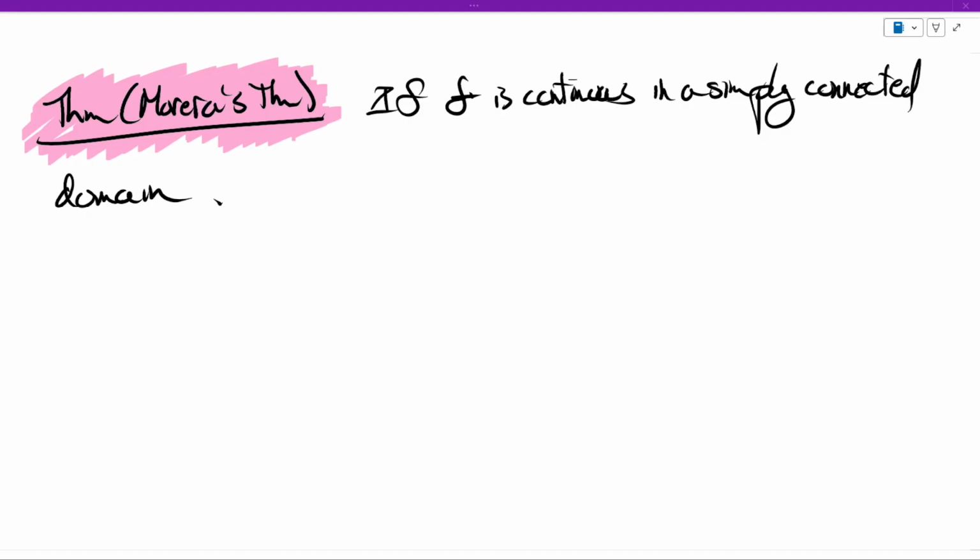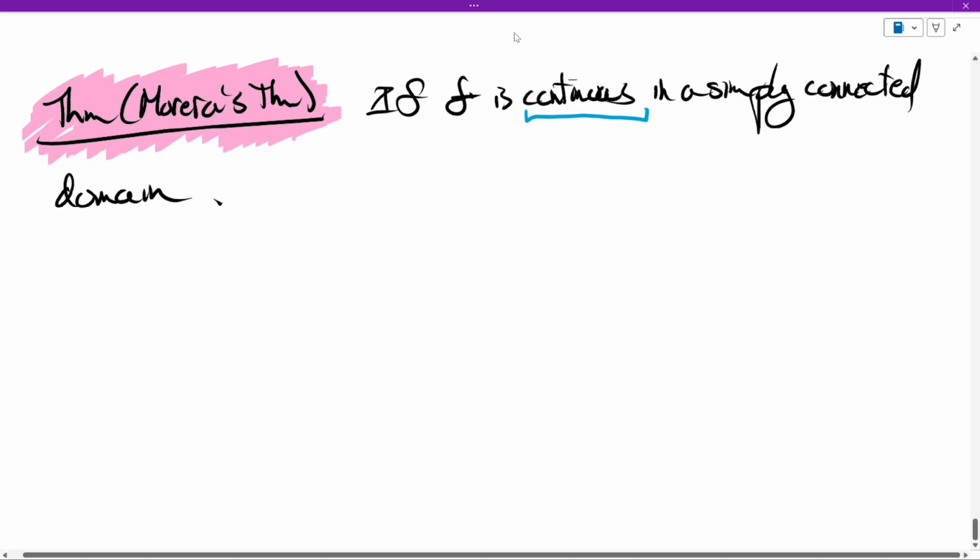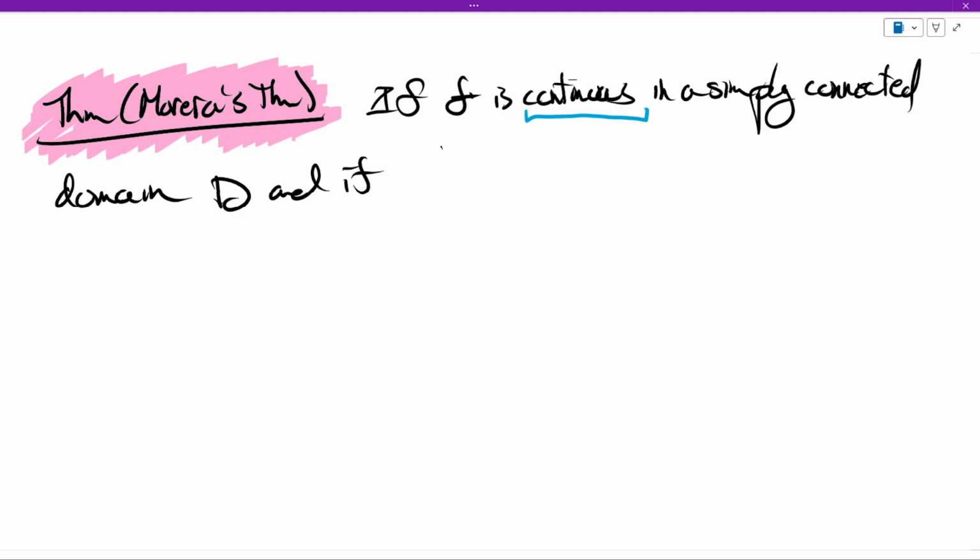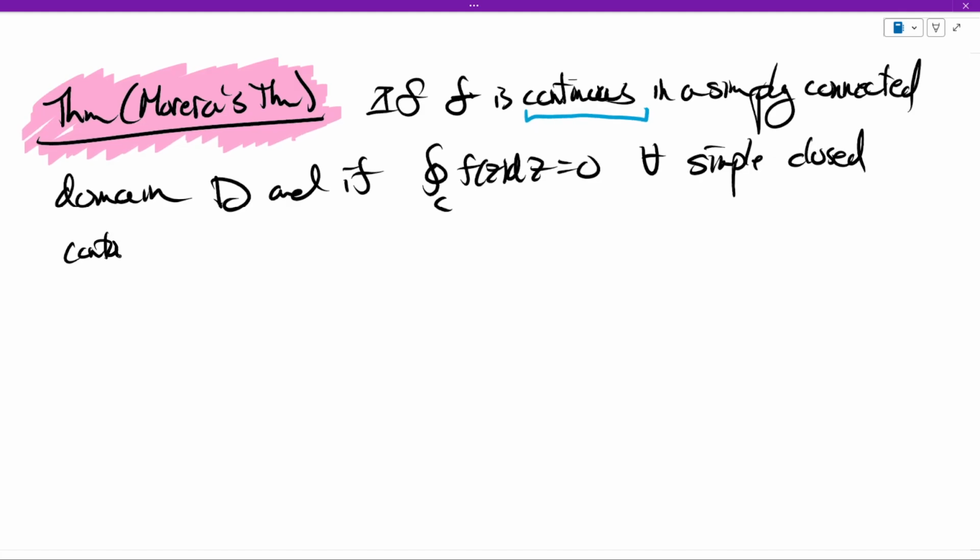The next consequence we're going to look at is Morera's theorem, which is also a wild theorem. So if f is continuous in a simply connected domain, notice just continuous, not analytic, just continuous in a simply connected domain D, and if the value of the contour integral of f of z dz is 0 for all simple closed contours C in D, then f is analytic.